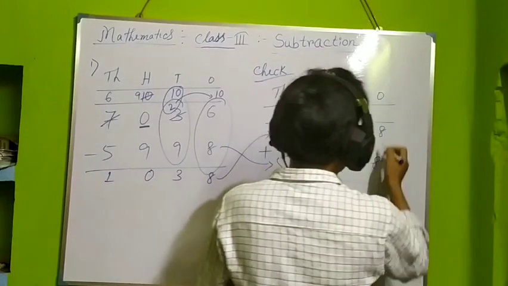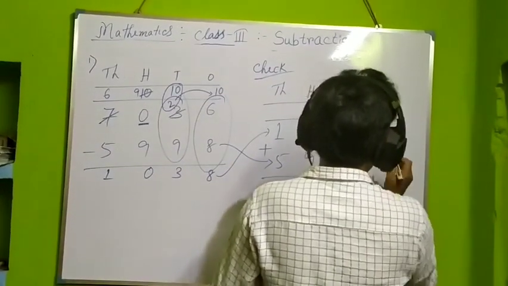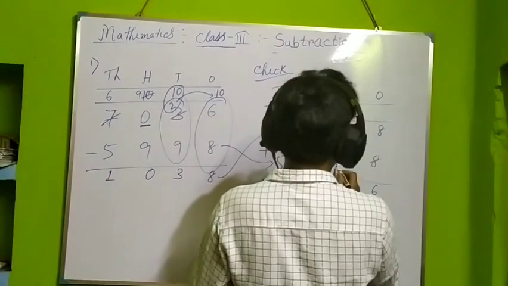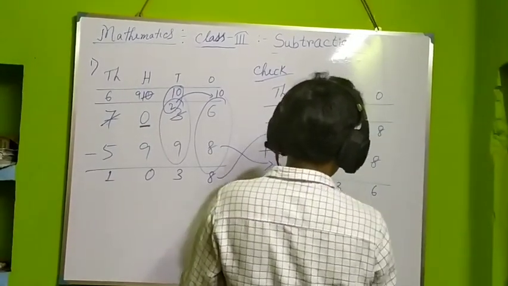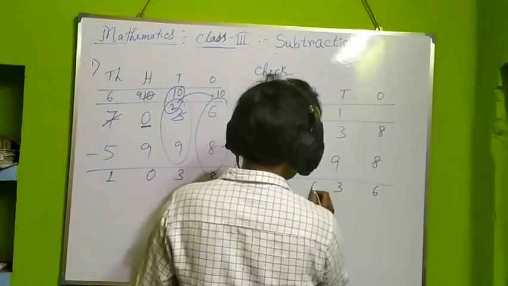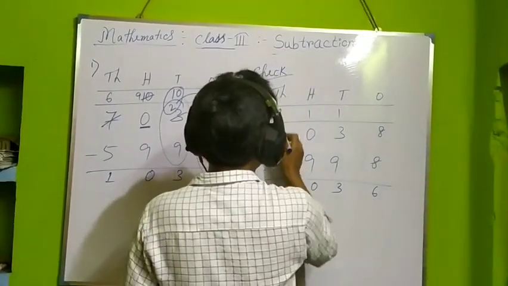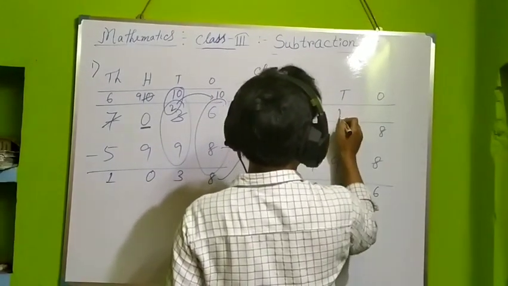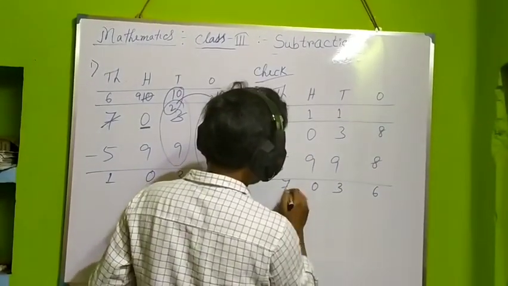So then let's start. That is 8 plus 8, 16, 6 is written, 1 is carried. 1 plus 3, 4, 4 plus 9, 13. 3 is written, 1 is carried. 1 plus 9, 10, 0 is written here, 1 is carried. So 1 plus 1, 2, plus 5, that is 7.